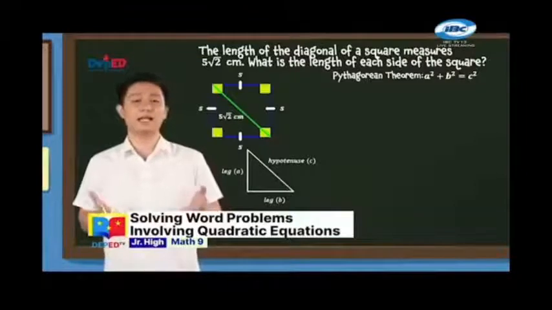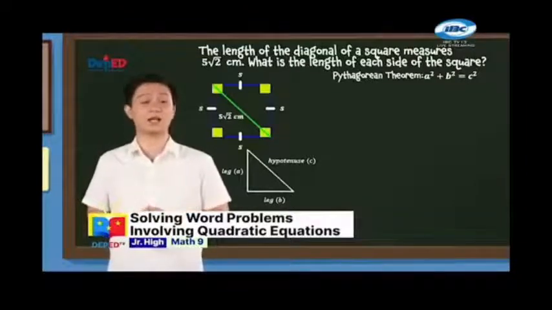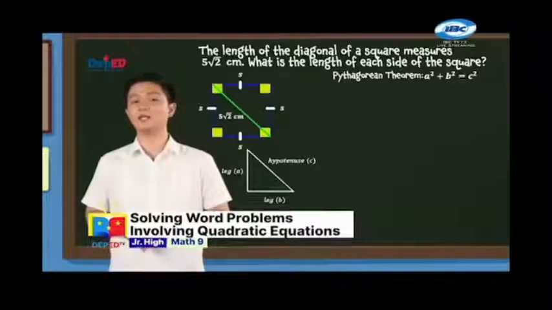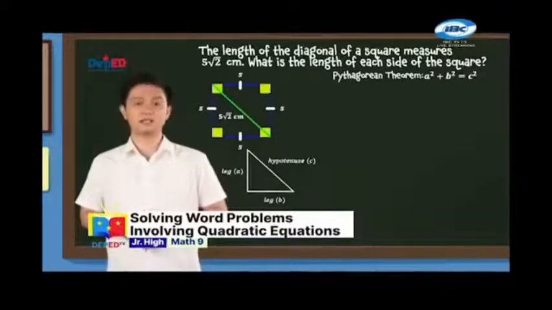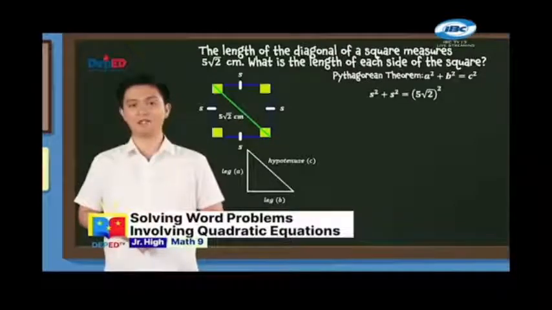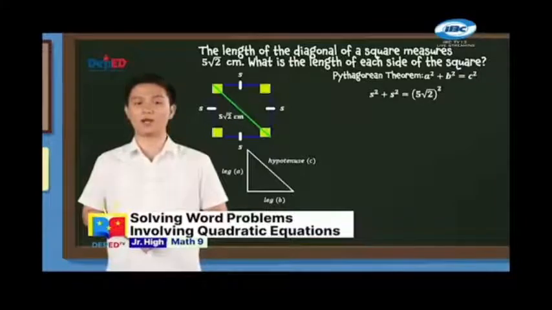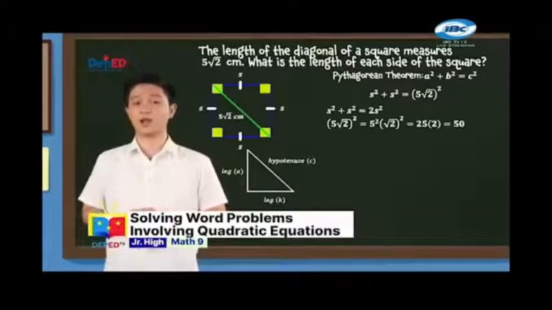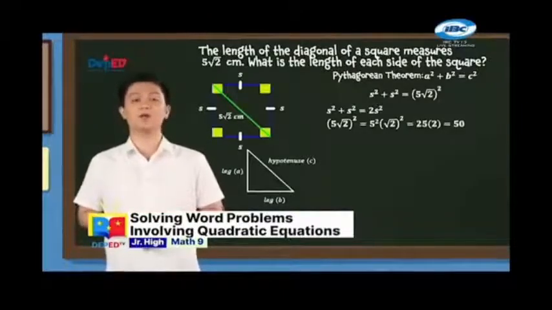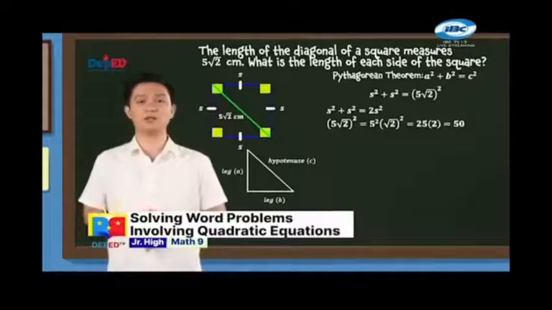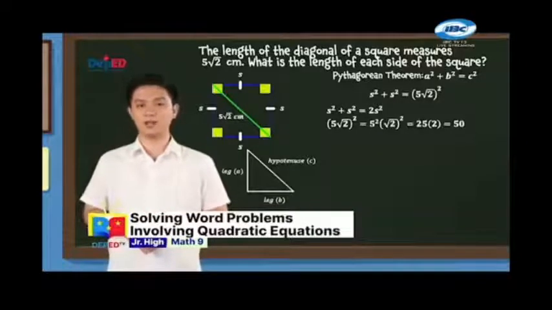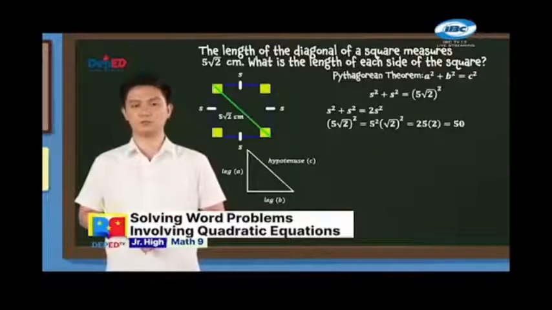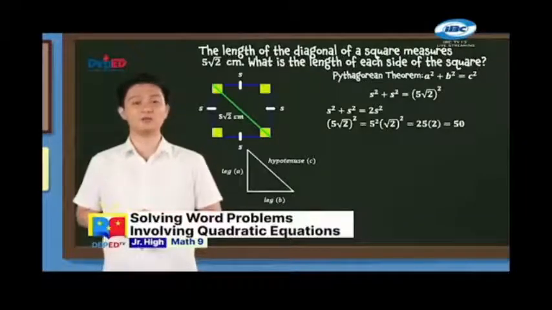In the problem, the legs are both represented by the variable s since they are equal in length. Hence, a and b will be substituted by s. c will be replaced by 5 square root of 2. So we have the equation s squared plus s squared equals the square of 5 square root of 2. s squared plus s squared equals 2s squared, while the square of 5 square root of 2 must be equal to the product of 5 squared and the square of square root of 2. And this can be written as 25 times 2 and hence equals 50.